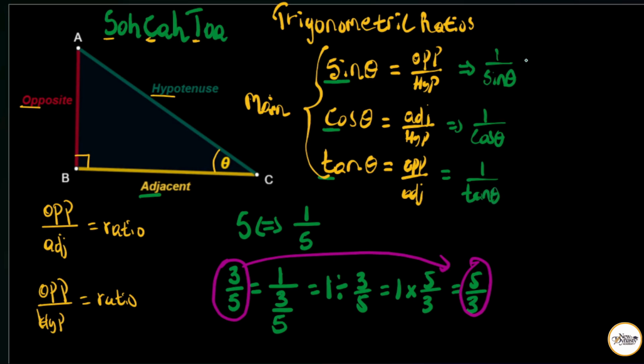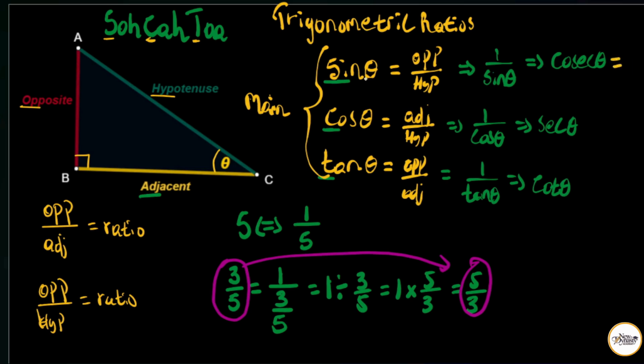But it's tedious to always write your ratios as 1 over cos, 1 over sine, and 1 over tan. So we give them names. 1 over sine, we call the cosec of theta. And 1 over cos, we name the sec of theta. And 1 over tan is the cot of theta.